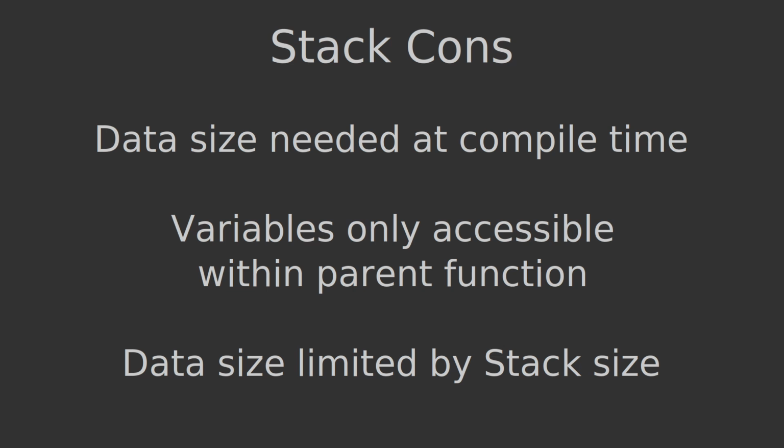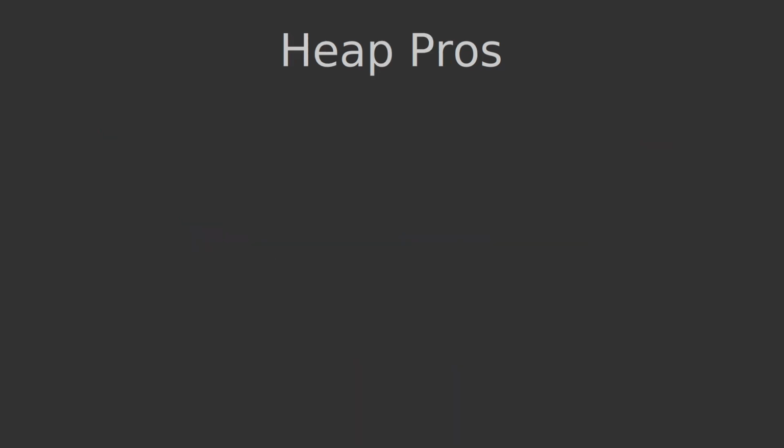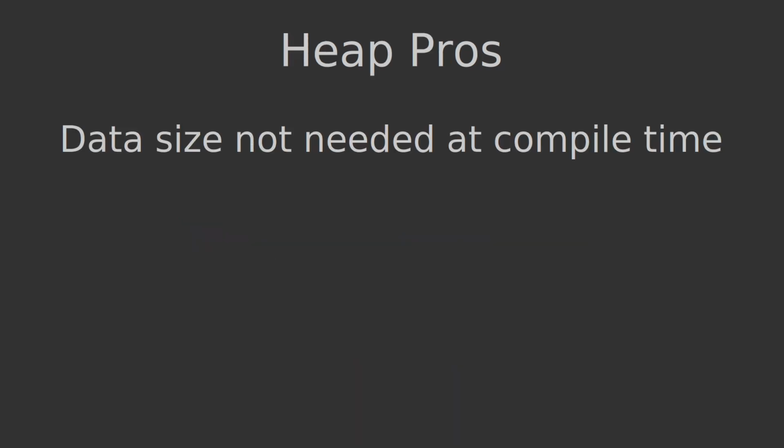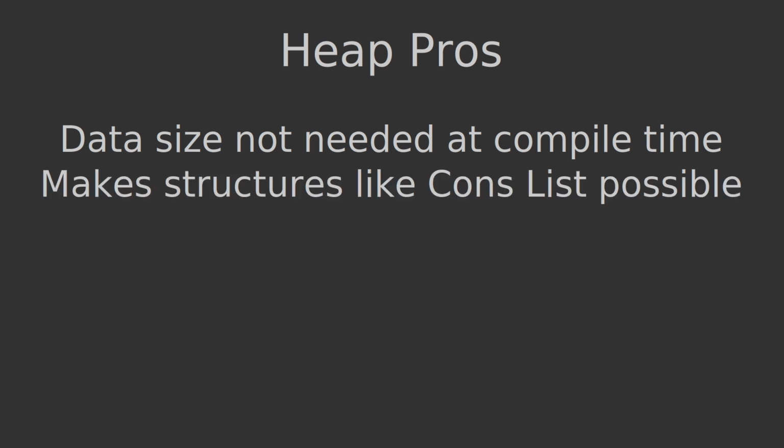There are three main advantages of the heap. Firstly, the size of your data does not need to be known at compile time, since requests are made to the allocator at runtime. This makes it possible to create certain data structures that cannot be created on the stack. The cons list, described in the Smart Pointers section of the Rust book, is an example of this.